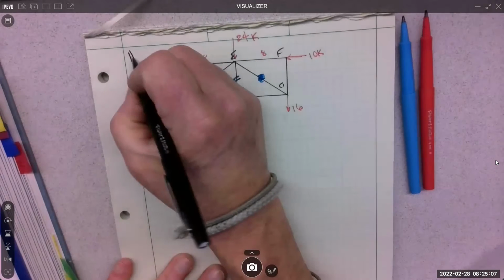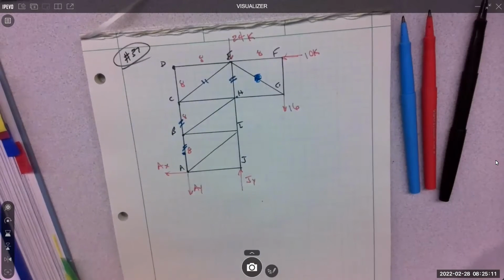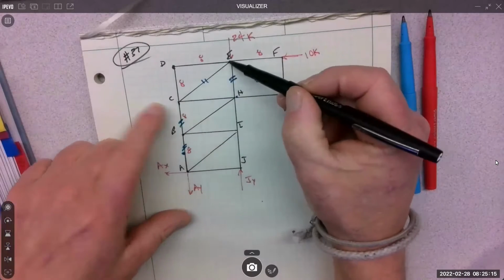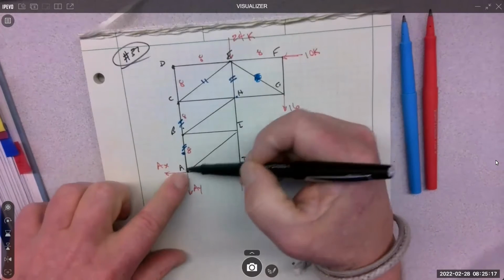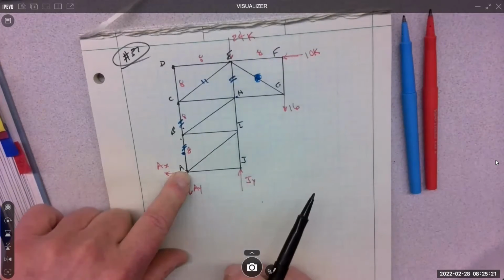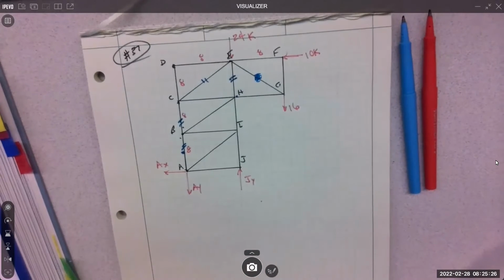Number 37. All right, so we want EH, CE, CB, and AB, not EG. So they're kind of all over the place. And when we get into these upper numbers of the problems, they're wanting us to use multiple methods. Method of joints, method of sections, whatever you want.